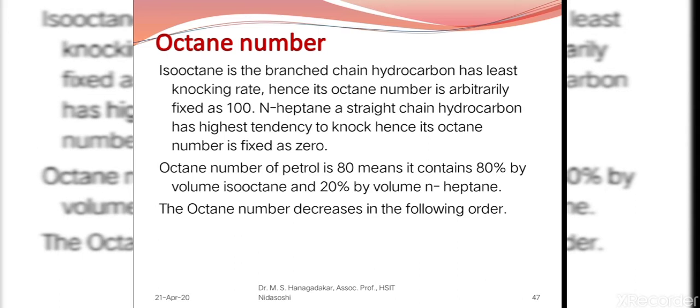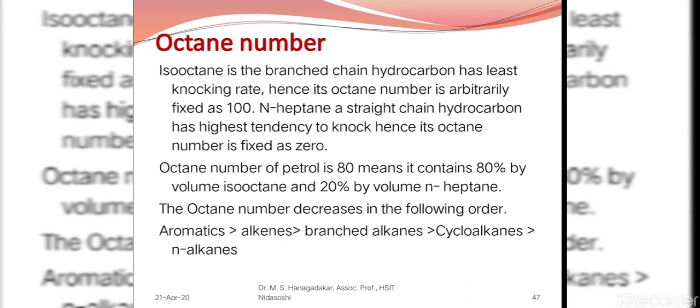The octane number decreases in the following order. Aromatics are least noisy, they have got higher octane value. Alkenes are more noisy, have got lower octane value. Hence octane value is going to decrease in this order. Aromatics have more octane value as compared to alkenes. Alkenes have more octane rate as compared to branch chain hydrocarbons. Then branch chain hydrocarbons have more octane number as compared to cycloalkanes, and cycloalkanes have more octane value as compared to the n-alkanes. This is how octane value decreases.